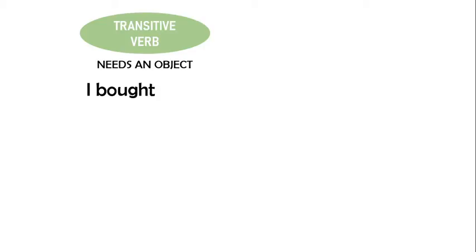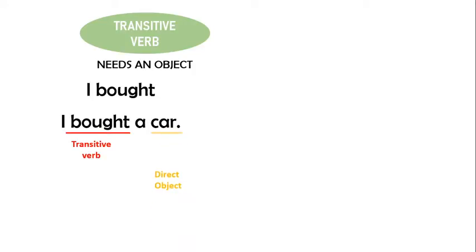As you can see, it seems like there's something missing, right? It doesn't make sense, diba? But when the teacher added, I bought a car. Here our transitive verb is bought, right? So sabi daw, a transitive verb needs an object. So here, the car is our direct object, meaning it tells who or what after the verb.